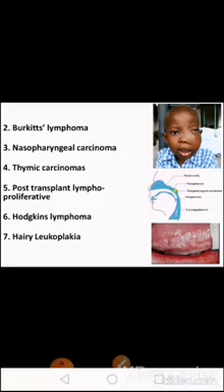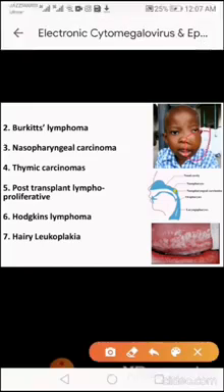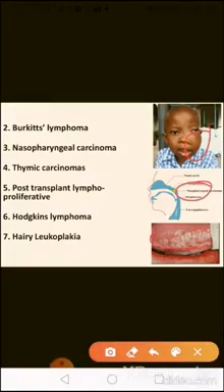It occurs following both bone marrow transplants and solid organ transplants, and the main predisposing factor for this is the immunosuppression, which is required to prevent rejection of the graft. The lymphoma will regress if degree of immunosuppression is reduced. Then is Hodgkin's lymphoma and hairy leukoplakia, a whitish non-malignant lesion with an irregular hairy surface on the lateral side of the tongue, and again it occurs in immunocompromised individuals, especially in AIDS patients. So this is Burkitt's lymphoma, nasopharyngeal carcinoma and hairy leukoplakia.